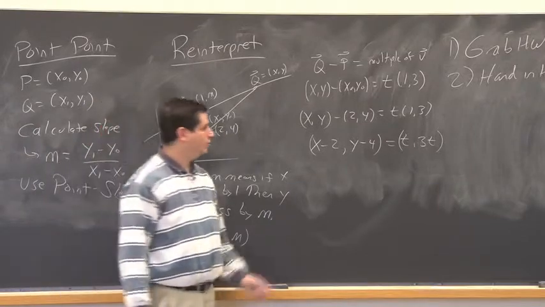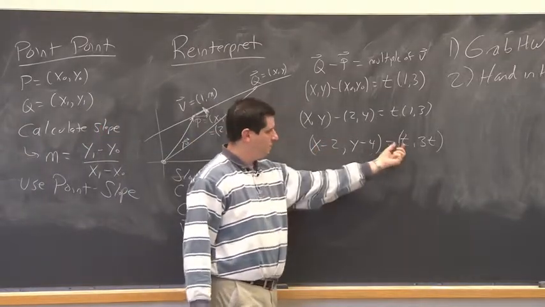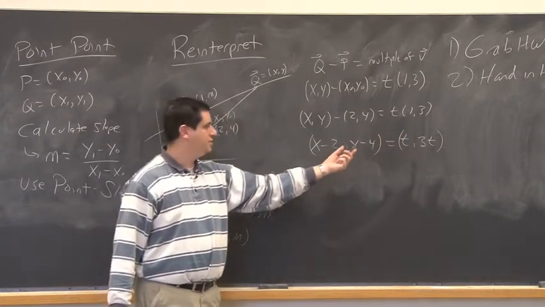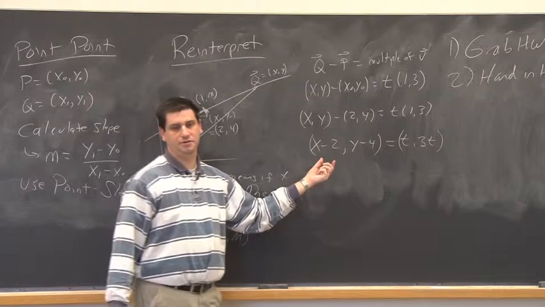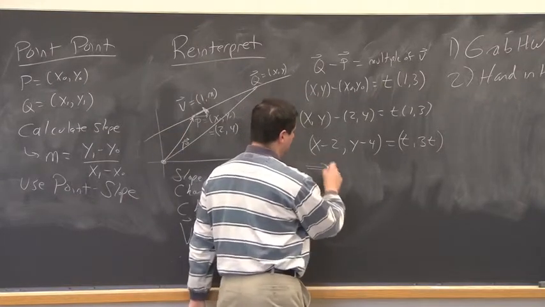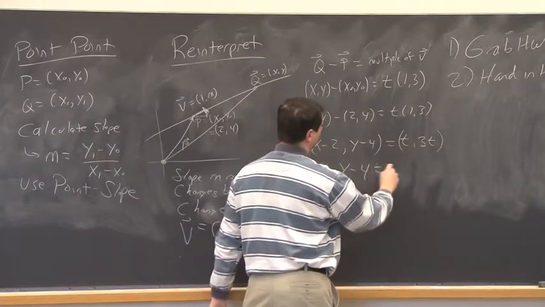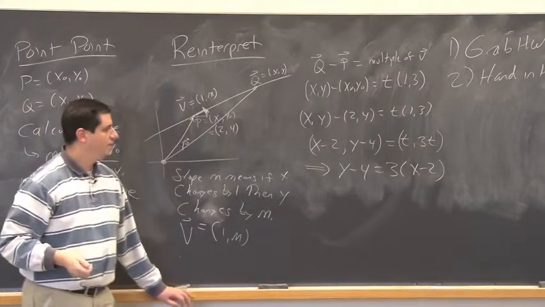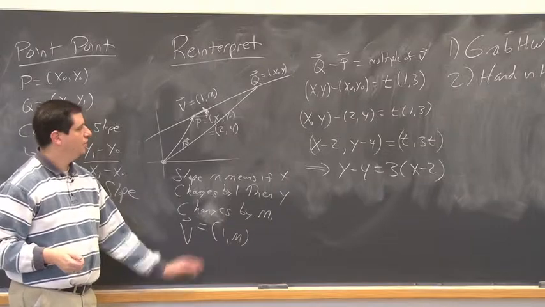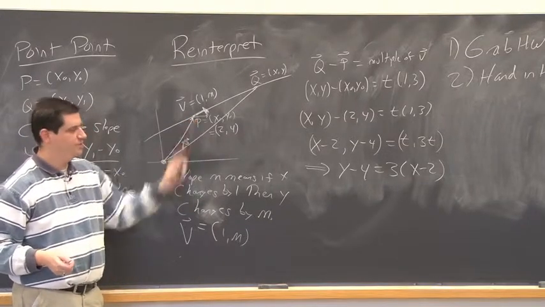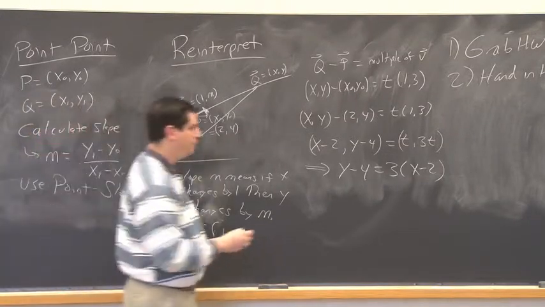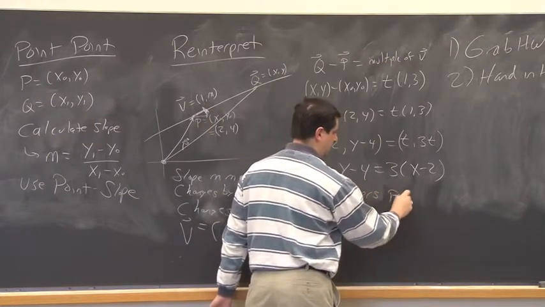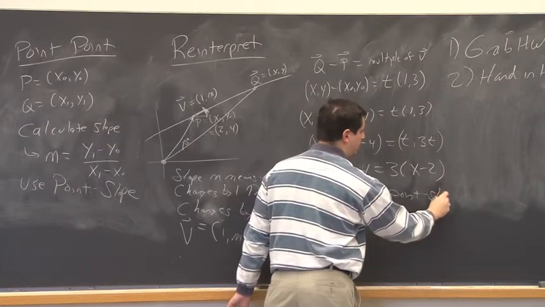Well, let's think about what's going on. The first part equals t, the second part equals 3t. So the second part is 3 times the first. So this means y minus 4 is just 3 times (x minus 2). Oh, well, that's basically the equation of a line going through the point (2, 4) with slope 3. So this recovers point slope. So we get back to point slope.